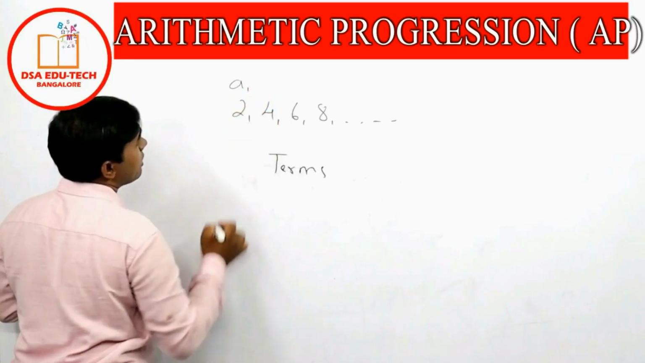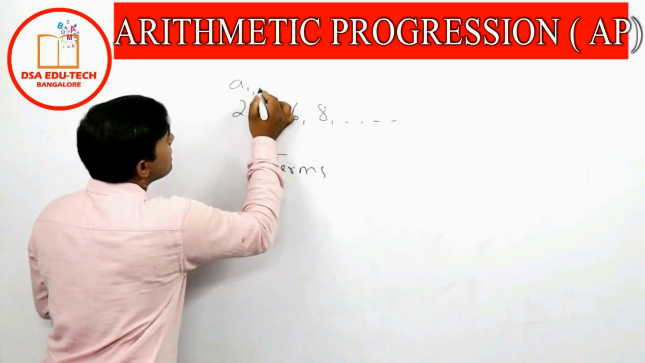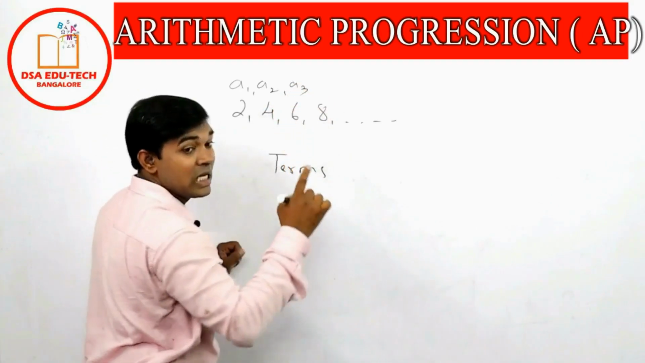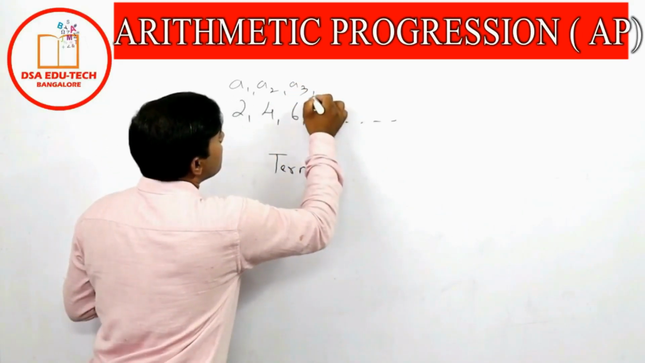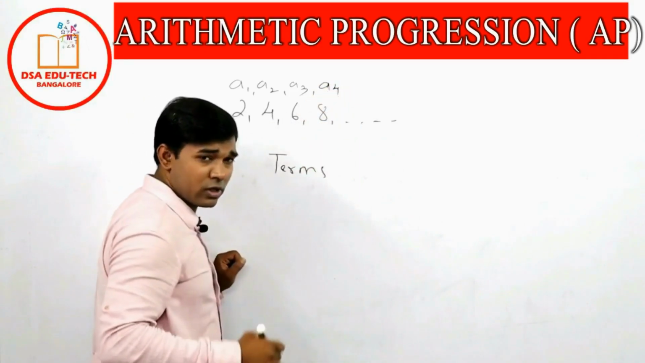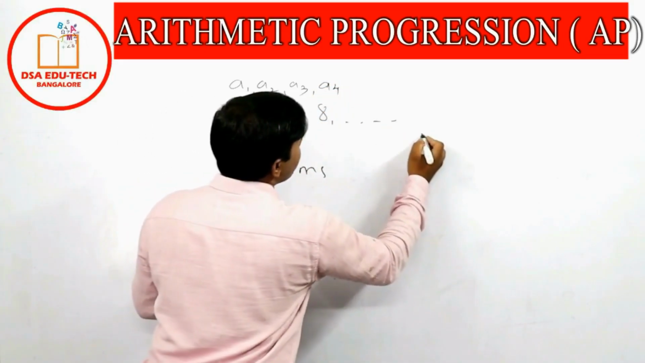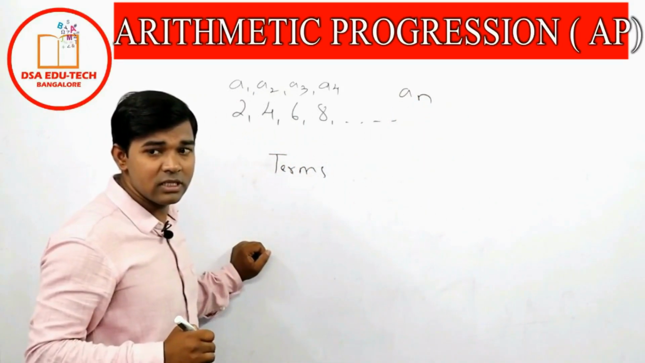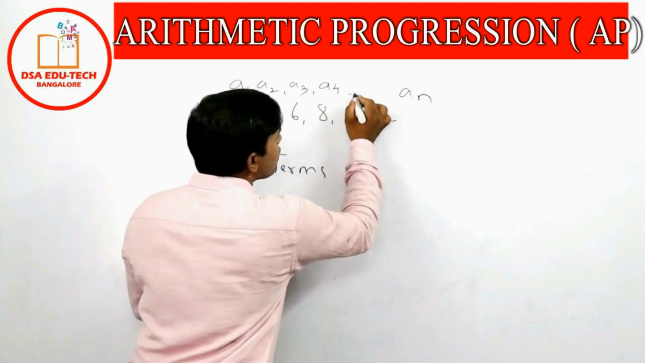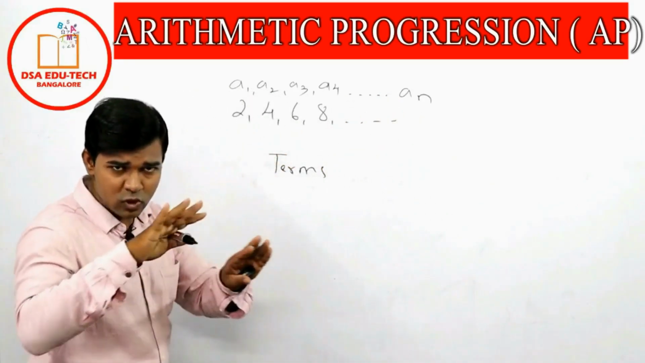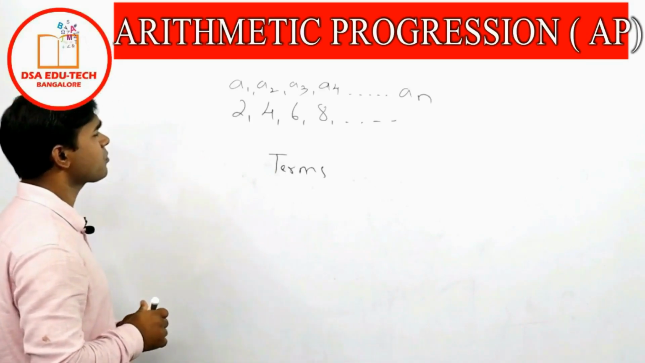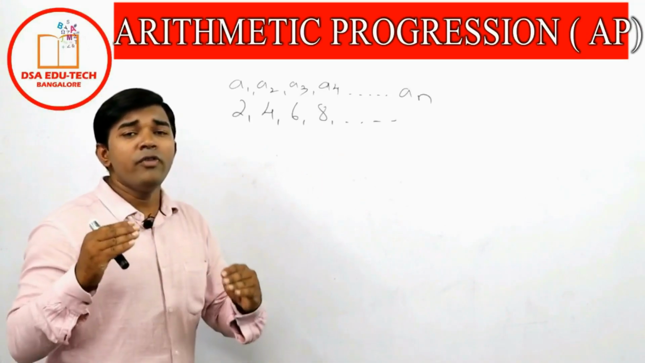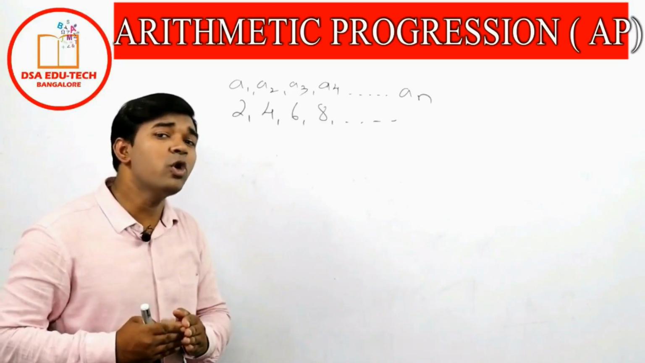So let me write this. I will call this A1, the first term. This I will call A2, the second term. This you will call the third term, this the fourth term, and so on, and you will write this as the last term. Everyone understand? Yes.